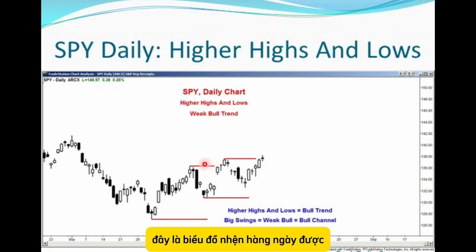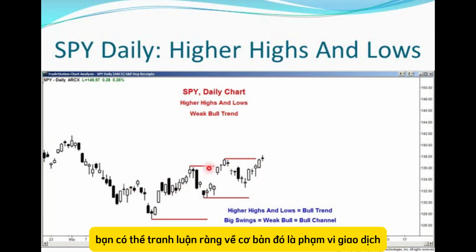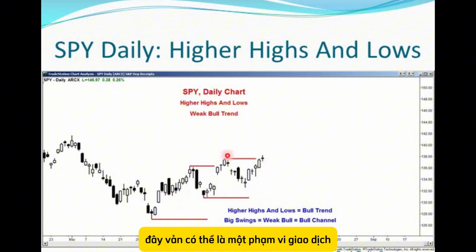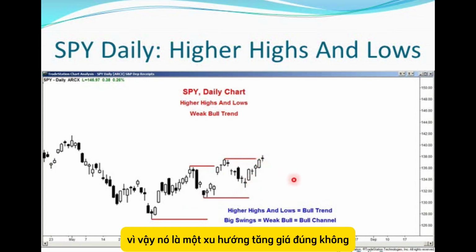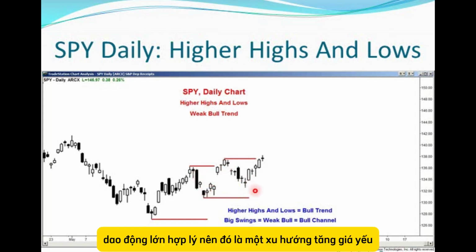Here's the daily spider chart. Okay, you can argue the entire chart's a trading range. You can argue that it's basically trading range activity here. Certainly from here, this could still be a trading range, and it's clearly forming higher lows and higher highs. So it's a bull trend, right? Higher highs and higher lows, reasonably big swings. So it's a weak bull trend. In other words, it's a channel, but it's also a trading range.